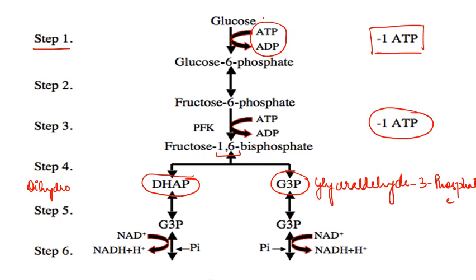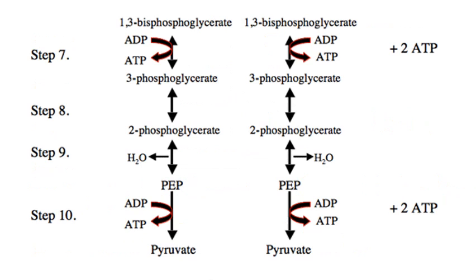Dihydroxyacetone phosphate changes to glyceraldehyde 3-phosphate, and this glyceraldehyde 3-phosphate goes back to this step. This glyceraldehyde 3-phosphate is getting converted to 1,3-biphosphoglycerate. Now here, how many phosphates? 2 phosphates. Bi means 2, and 1,3 is the position where phosphate is attached.